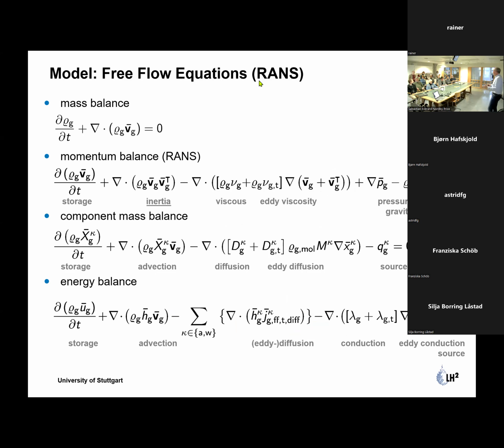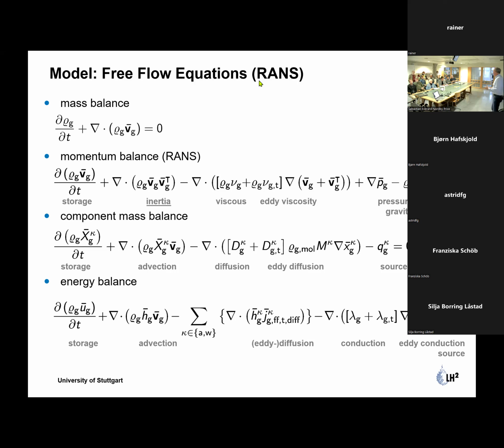Then, of course, we have a multi-component system. That means, for instance, in this case, X stands for mass fraction. That means kappa is the component, and g in this case is the phase. Okay, we have two components, air and vapor. And then, of course, we have the storage, the advection, diffusion, eddy diffusion, and the source term.